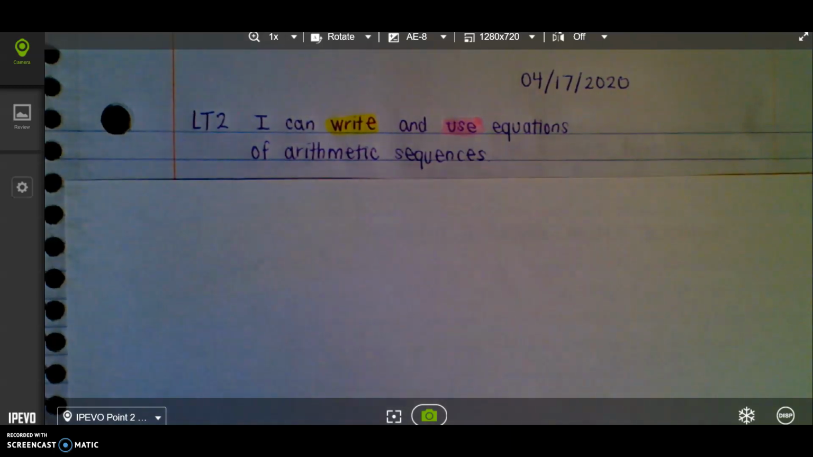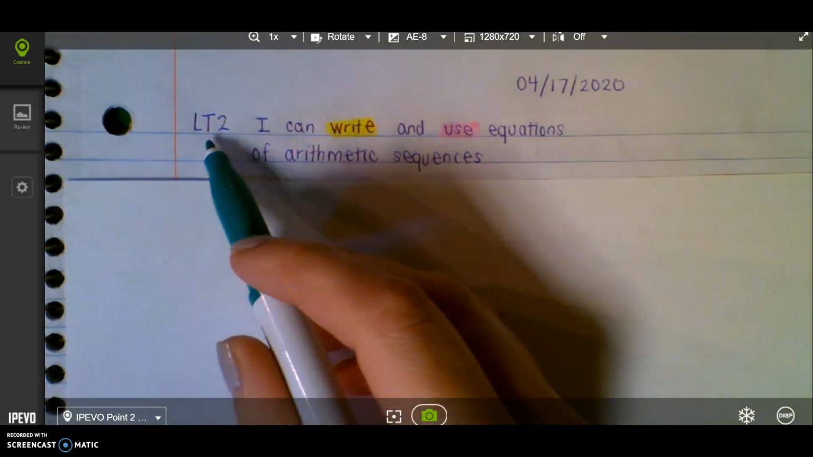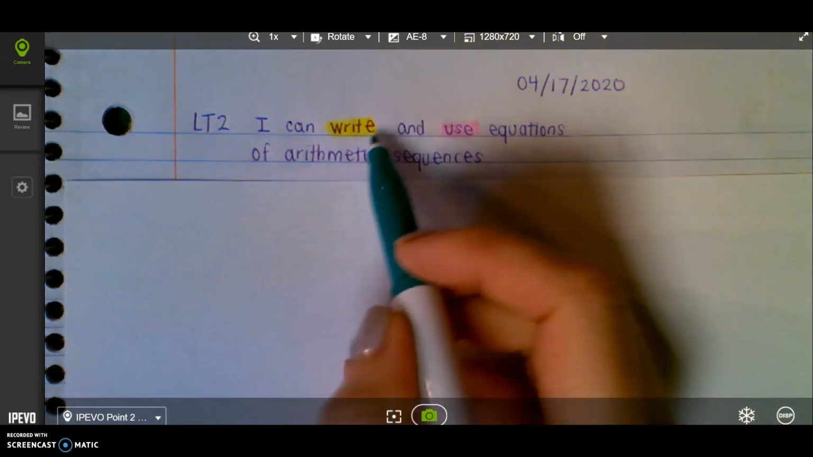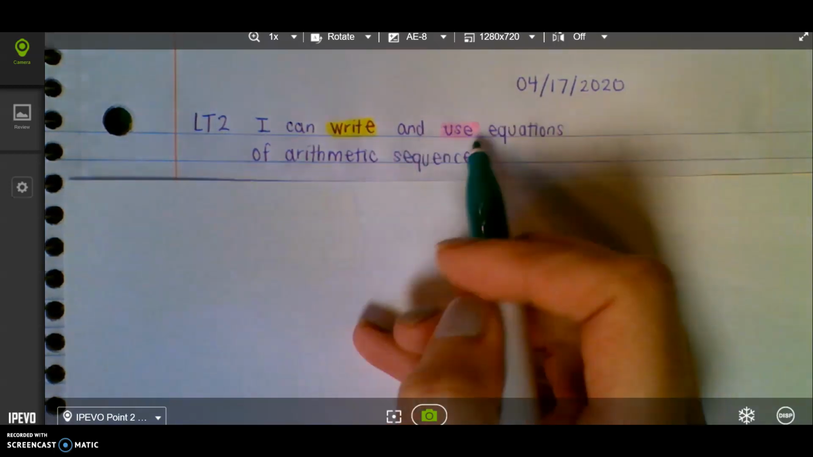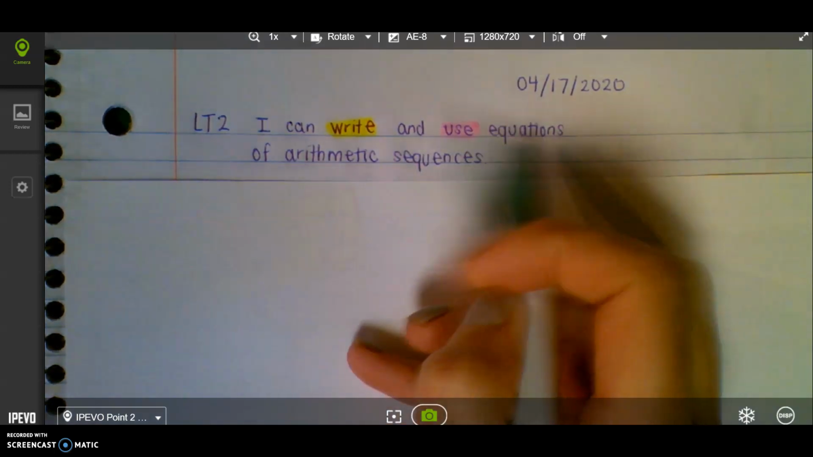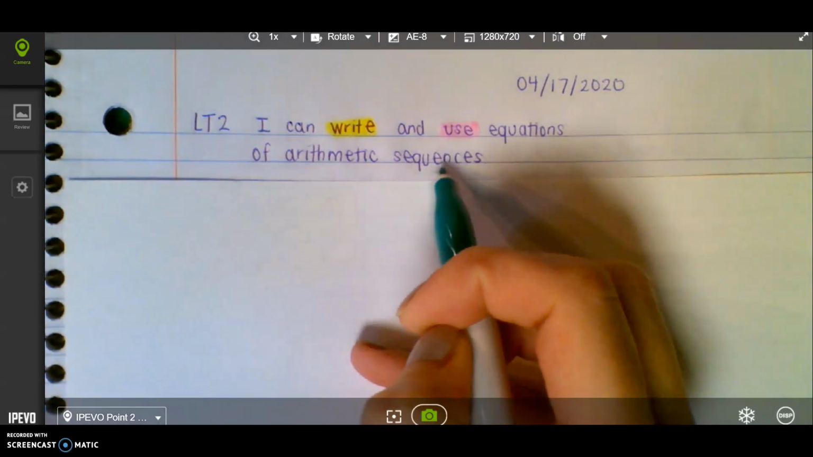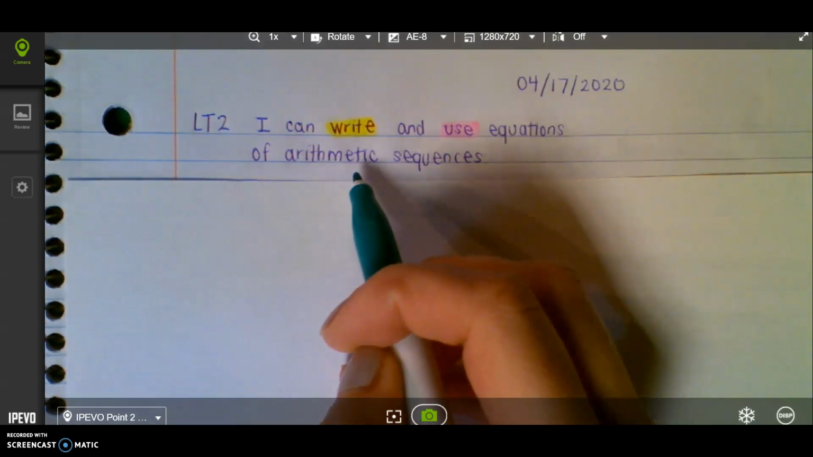Hi everyone, I'm going to teach you the second learning target for Unit 8, Sequences and Series. Learning target 2 is: I can write, that's part 1, and use, that's part 2, equations of arithmetic sequences. Remember, an arithmetic sequence is a sequence that has an adding pattern.